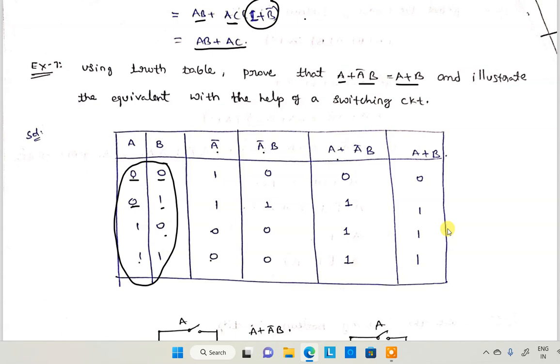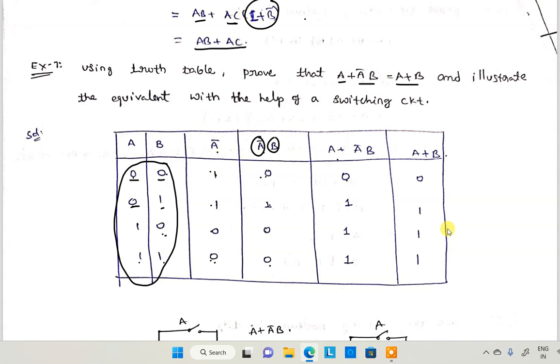Okay, clear. Next, A bar into B. That means these two multiplication. 0 into 1, 0. 1 into 1, 1. 0 into 0, 0. 1 into 0, 0. After that, A bar plus AB. So, A plus AB bar. This is addition of zeros. That is the OR function. 0 plus 0, 0.